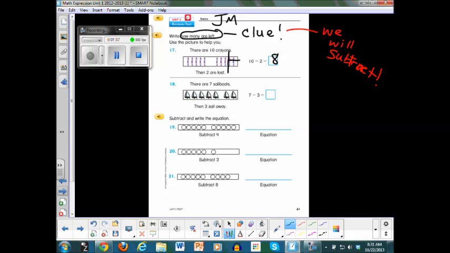Still have 8. Let's read this together, boys and girls. There are 7 sailboats. Then 3 sail away. 4 are left. 19, 20, and 21, you are going to be subtracting. They tell you what to subtract. For number 19, how many will you subtract? 4. Go ahead, subtract 4. For number 20, how many will you subtract? 3. Thank you, Mikhail. And for number 21, how many will you subtract? 8.